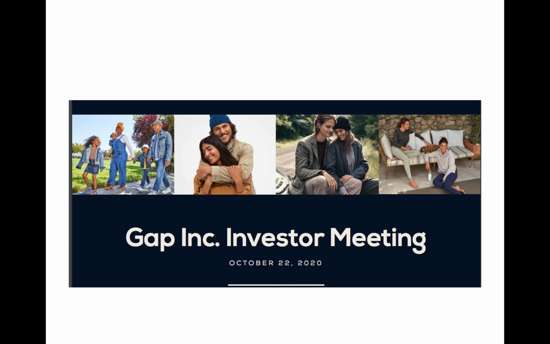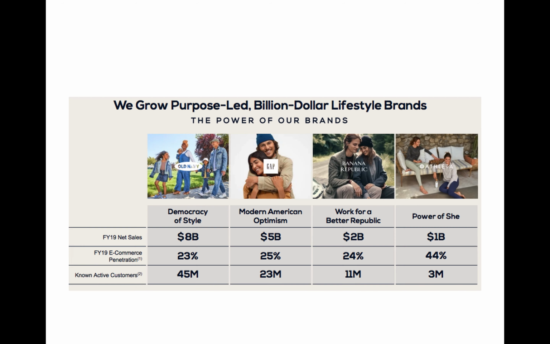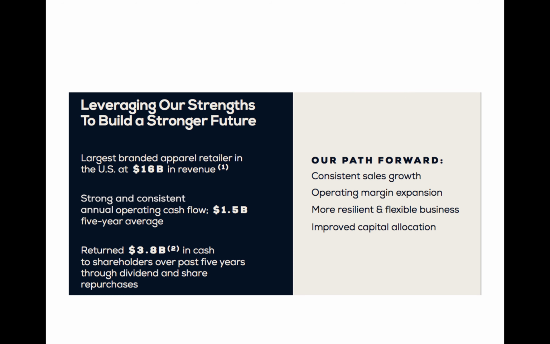This is from an investor meeting, October 2020. So you know the name Gap. Old Navy, Gap, Banana Republic, Athleta, huge sales. You can see billions and billions of dollars of sales. So you know this brand, but they're struggling like a lot of retailers are struggling with the pandemic. So what are they doing about it?